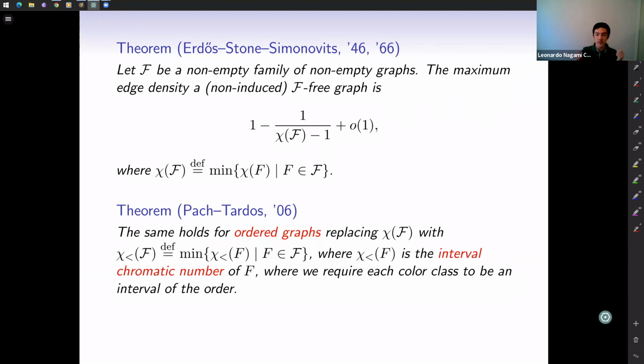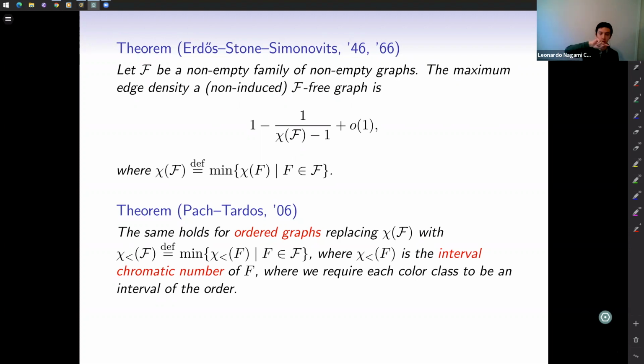And what they say is actually the same sort of result holds. The best density you can see is still this formula, except that you're going to use a different type of chromatic number, which is called the interval chromatic number. Now, this has the same definition as the usual chromatic number, but each of the color classes is required to be an interval of your order.